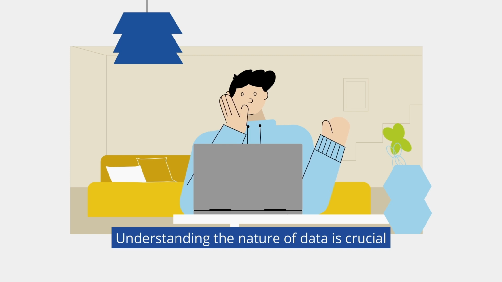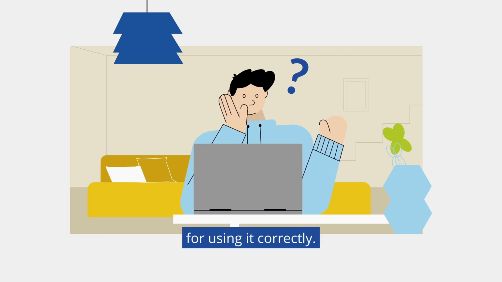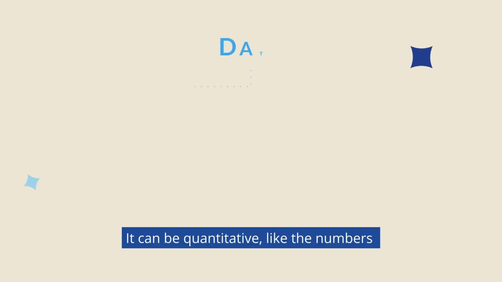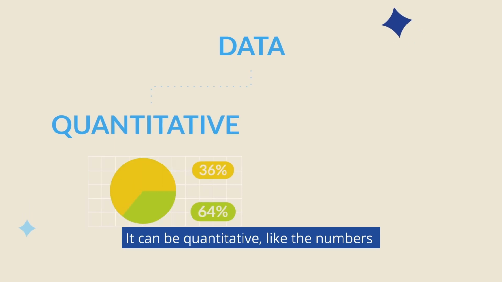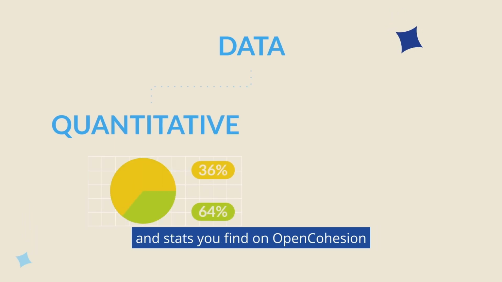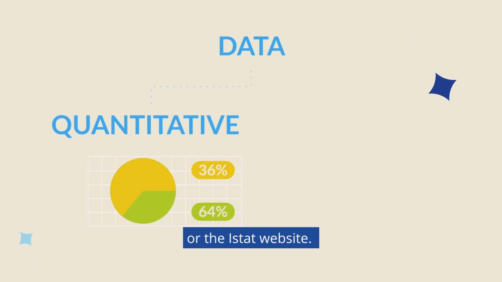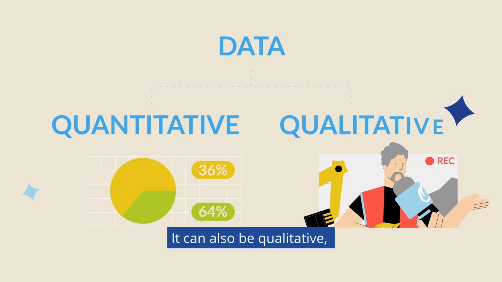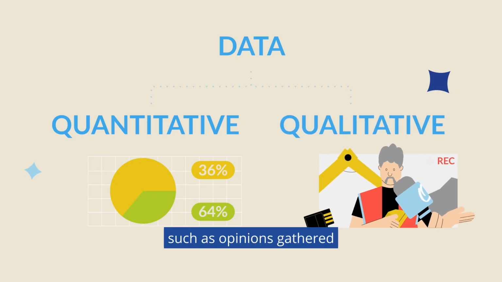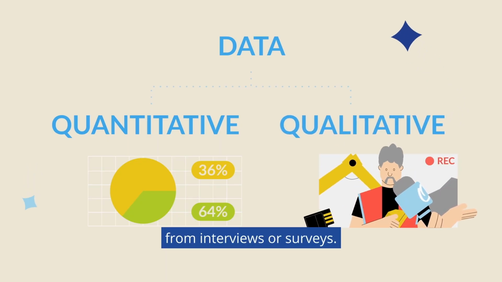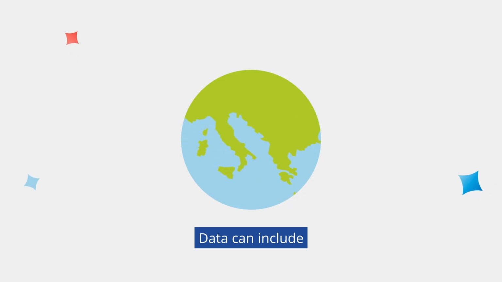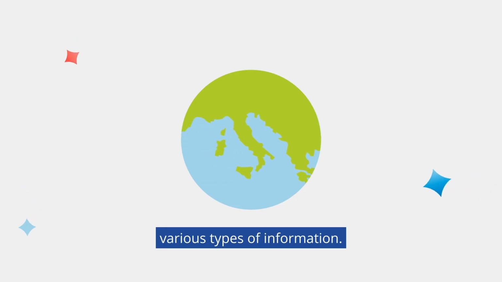Understanding the nature of data is crucial for using it correctly. It can be quantitative, like the numbers and stats you find on OpenCoesione or the ISTAT website. It can also be qualitative, such as opinions gathered from interviews or surveys. Data can include various types of information.